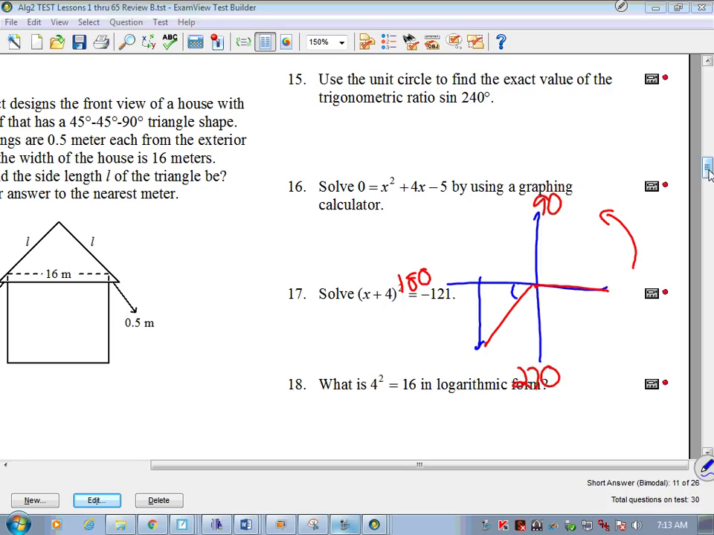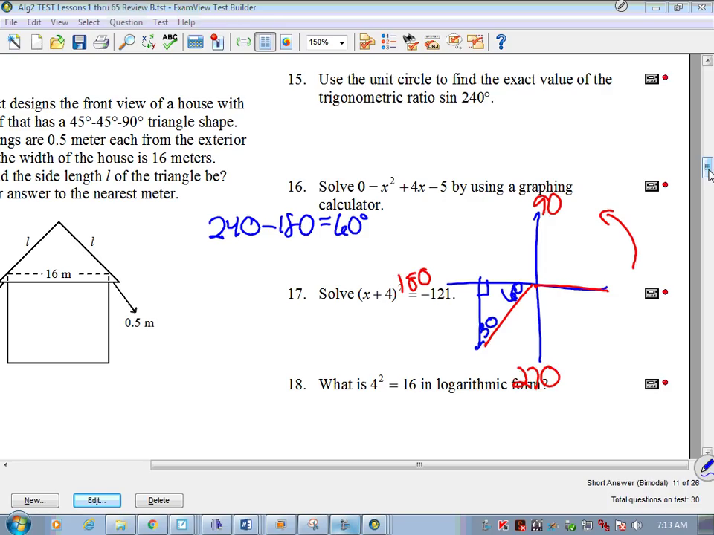And so we need to take 240 minus 180 to see what that reference angle is going to be. And it should be 60 degrees. Okay? So if we have 60 degrees here, then we have 30 degrees here. We've got a right angle there.